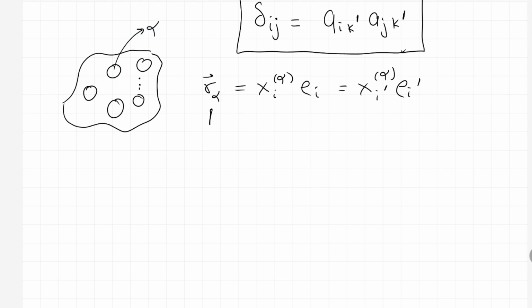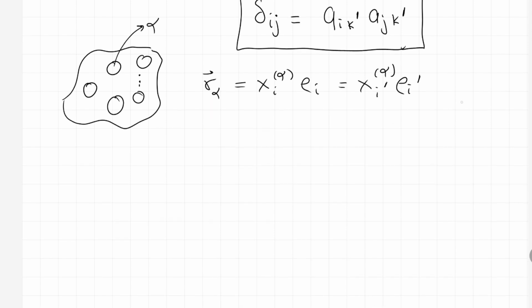Let's say that this is the particle alpha. Okay, in this case alpha is going from 1 to n. The n is the total number of particles that compose the rigid body, and here we are expressing the r vector in terms of the components in the natural coordinate system, and here in the prime coordinate system.